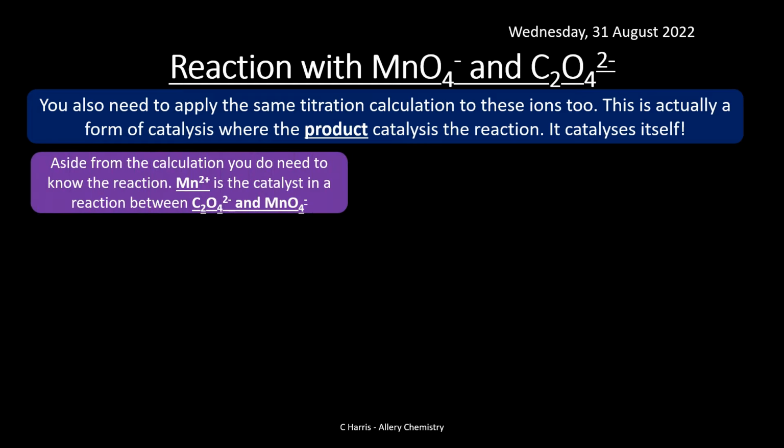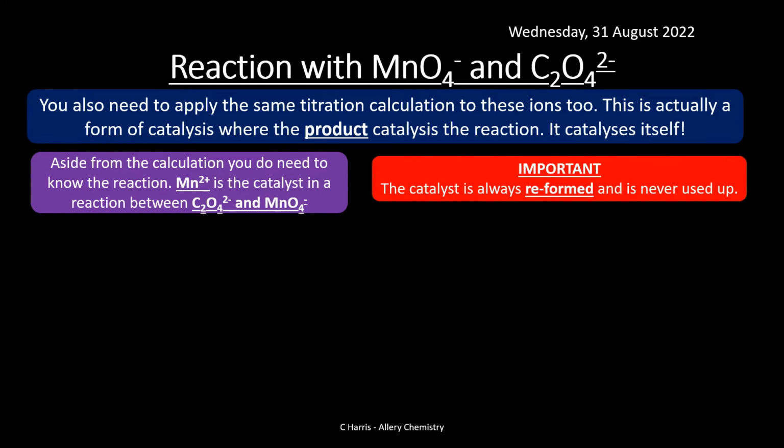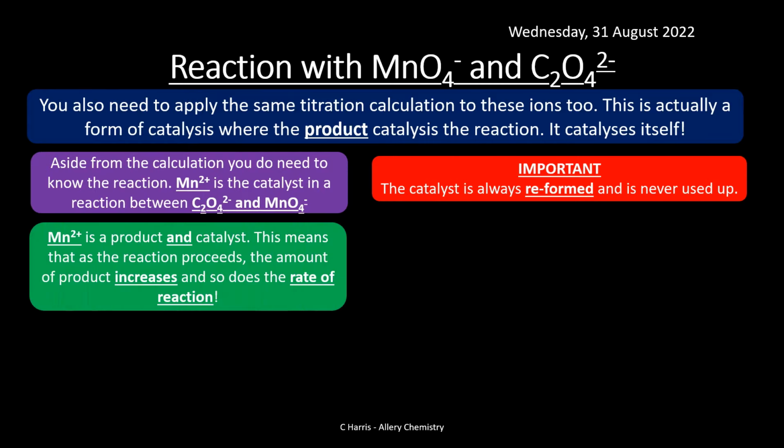But anyway, aside from that calculation, you need to know the reaction. Okay, so Mn2+ here is the catalyst in a reaction between C2O4 2-, your ethanedioate ion, that's what it's called, and a manganate ion, which is on that side there. So remember, a catalyst is always reformed, it's never used up. Obviously we've seen this in the previous topic as well. So Mn2+ is a product and a catalyst, and this means that as the reaction proceeds, the amount of product increases, and so does the rate of reaction.